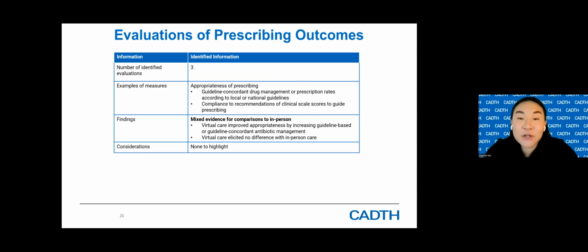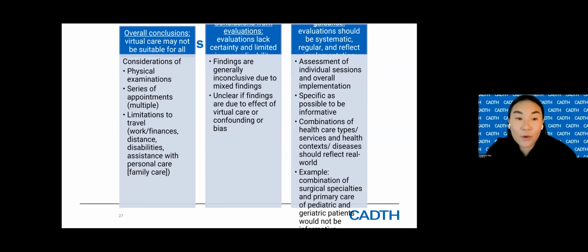So similarly here for prescribing outcomes, the evidence was mixed when there were evaluations compared to in-person care. So similar to what we saw before, sometimes it demonstrated virtual care improved appropriateness of prescribing, versus virtual care could have elicited no difference when compared to in-person care. Okay, so thank you. So this is my conclusion slide here.